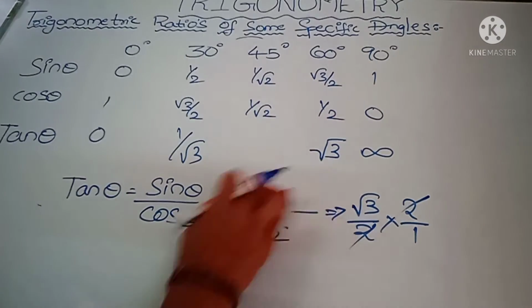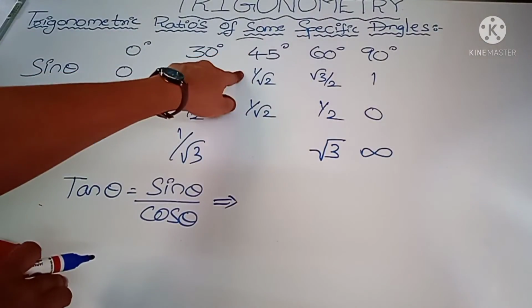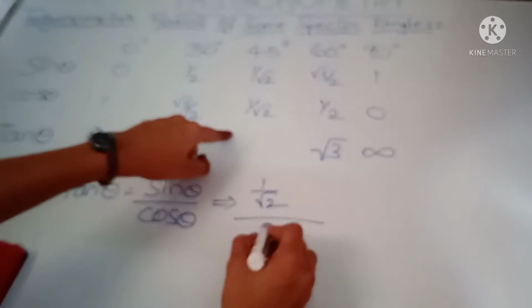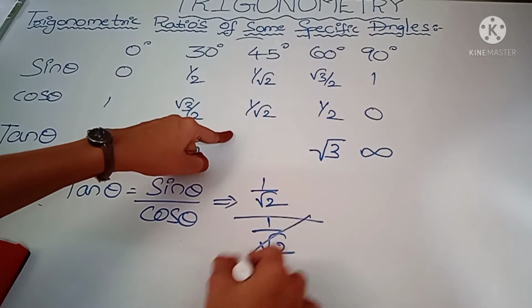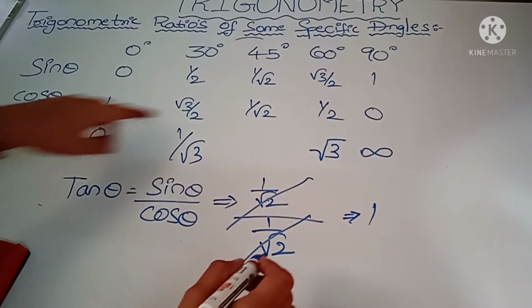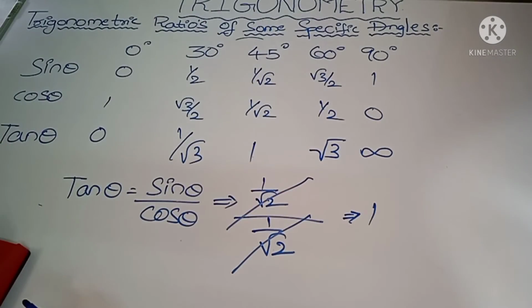Very good. Next one is tan 45. The value of sin 45 is 1 by root 2. And the value of cos 45 is 1 by root 2. 1 by root 2, 1 by root 2 gets cancelled. What is the value? 1. Tan 45 is 1.